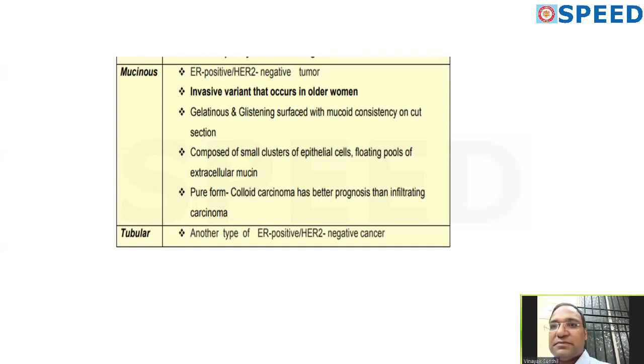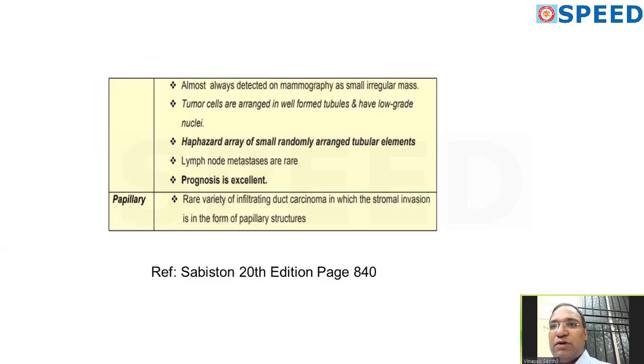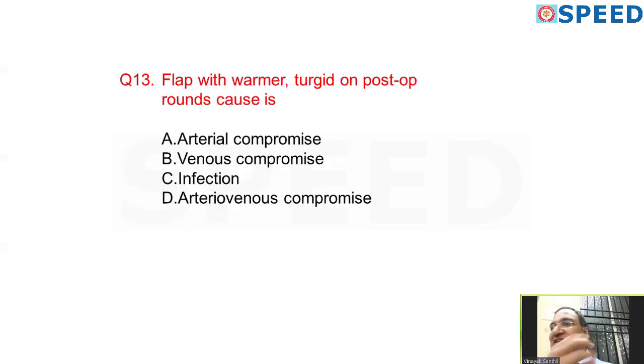Next slide. Almost always detected on mammography in small irregular masses. Tumor cells are arranged in well-formed tubules, have low-grade nuclei, haphazard array of small randomly arranged tubular elements. This haphazard array of randomly arranged tubular elements, the word to word is given in Sabiston, 20th edition, page number 840. This is a repeat question from what we discussed. And this question is directly repeated from the class.